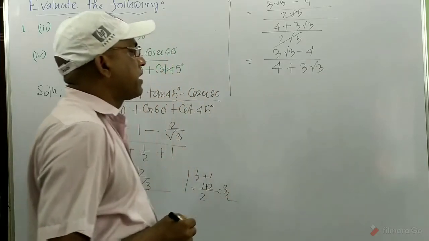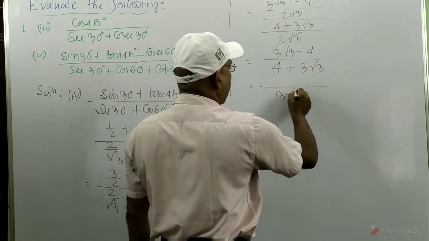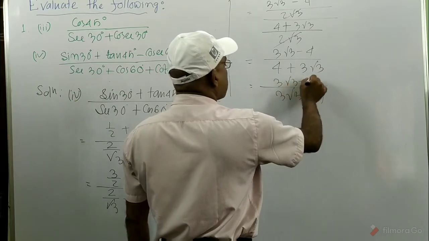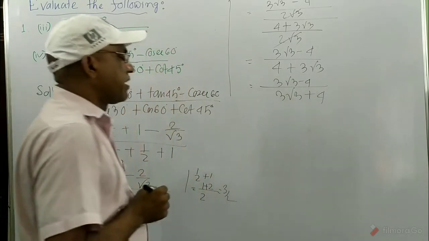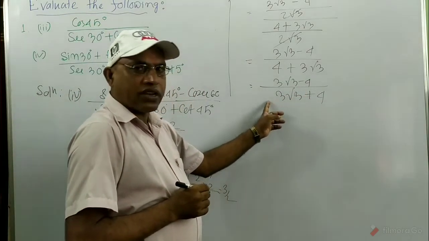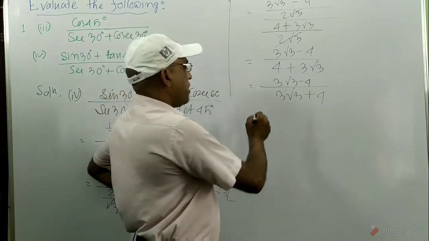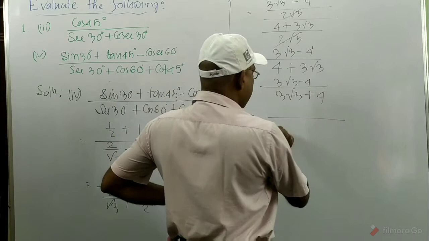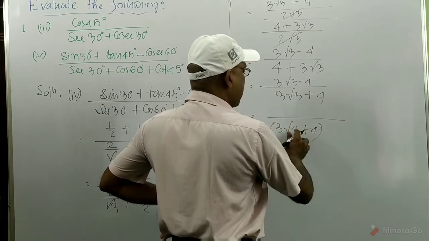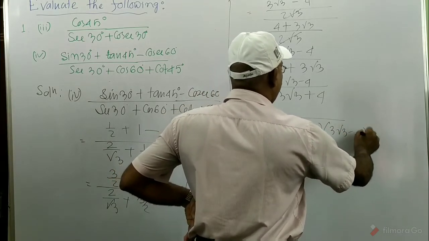Now we write this as the first term and this one as the second term. 3 root 3 minus 4 we write in this way. Now in the denominator we get a root. We must have the denominator free from root. Now we rationalize this. If the sign is plus, we write minus: 3 root 3 minus 4.